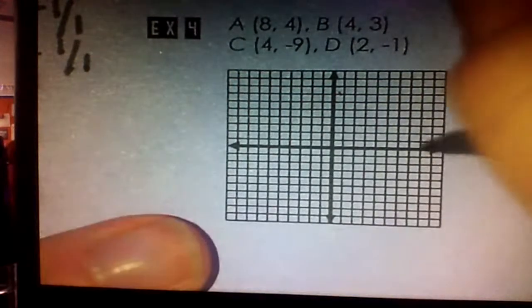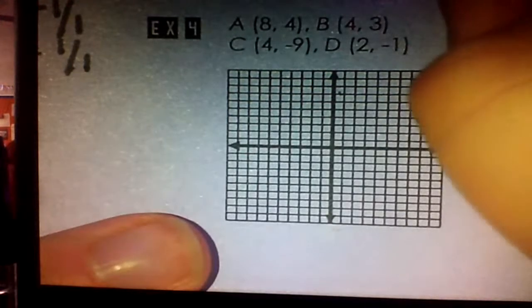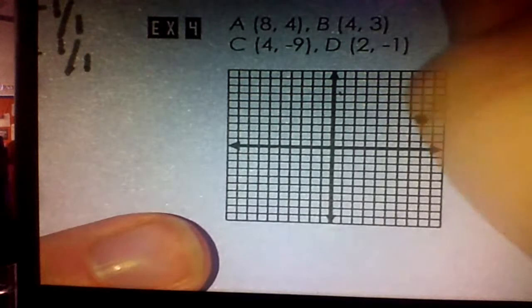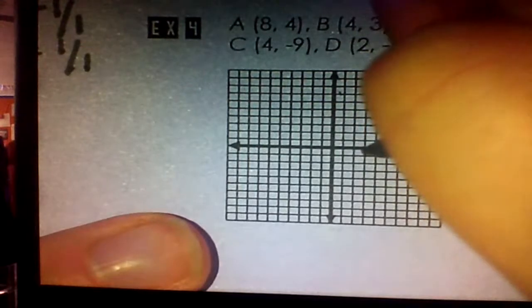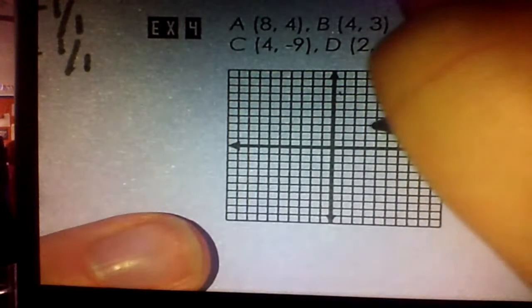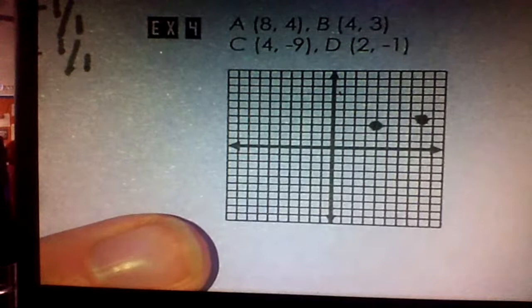Boy. 1, 2, 3, 8, comma 4. 2, 3, 4, 1, 2, 3. 4, comma 3.